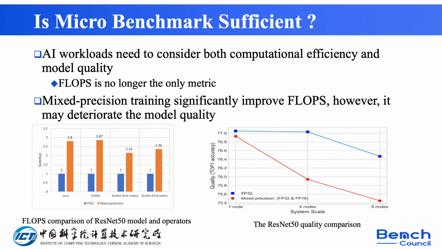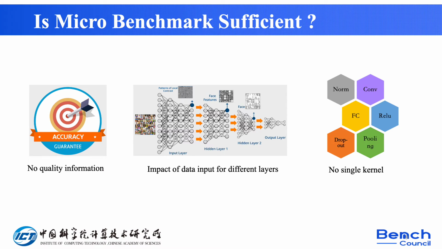For AI macro benchmarks, there is no accuracy information. However, accuracy is one of the most important metrics for AI. FLOPS is no longer the only metric. Our experiments show that even mixed precision training technology significantly improves FLOPS. However, it may deteriorate the model quality. Only using micro benchmarks cannot find it and may lead to error-prone conclusions. Thus, macro benchmarks have those shortages: no quality information, impact of data input for different layers, and no single kernel.